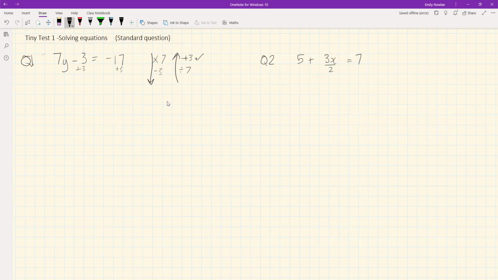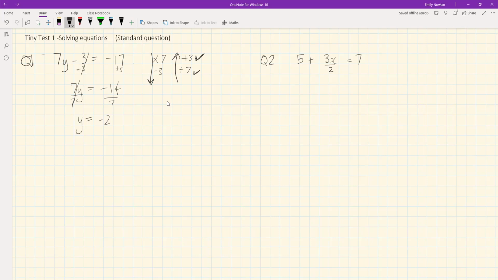So plus 3, minus 3 plus 3 goes. So we're left with 7y is equal to minus 17 plus 3 is minus 14. That's that first bit done. Now the next thing we need to do is divide by 7. And we need to do that to both sides. Divide by 7, divide by 7. 7 over 7 goes, that's the whole reason we did it. So left with y is equal to minus 14 divided by 7 is minus 2. That's the answer. So you see these questions, you pause them, you give them a go yourself, and then you see how you go.